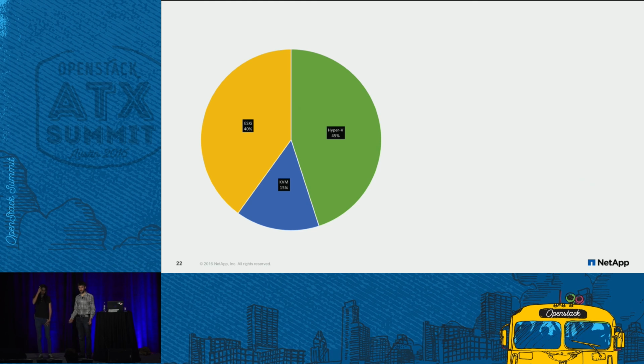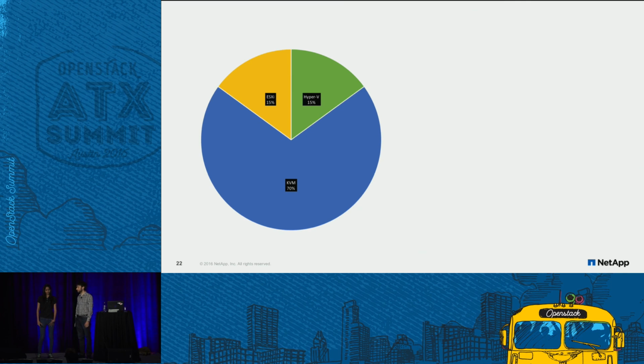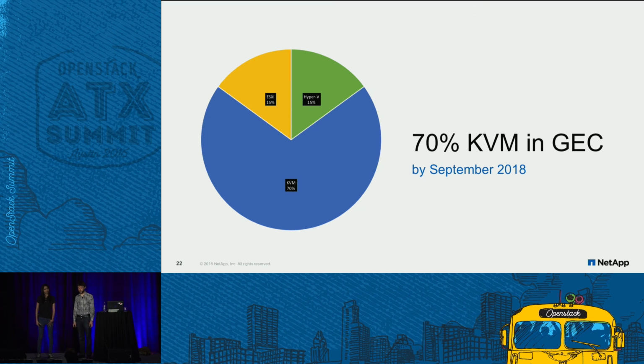As I mentioned earlier, today we have 15% KVM, 45% Hyper-V, and 40% ESXi right now. And I'm proud to say that through all of the good work that we've done internally at NetApp, we're planning, by the end of September 2018, to be 70% on the KVM hypervisor, 15% on ESXi, and 15% on Hyper-V. We're all in on OpenStack at this point, and through all of the goodness of automating the deployments and the upgrades, this is something that really makes sense for us, and we're going to continue to invest in that space.